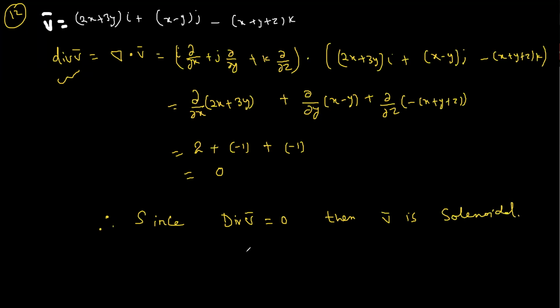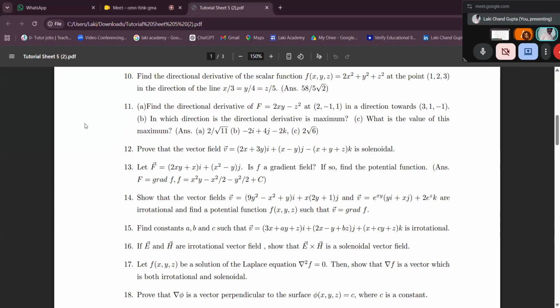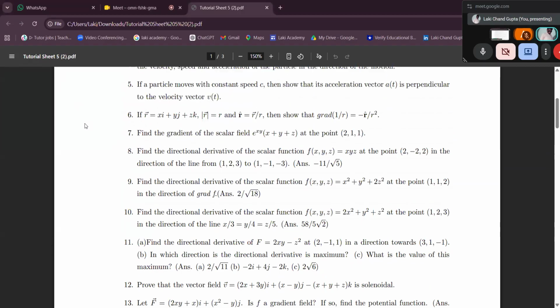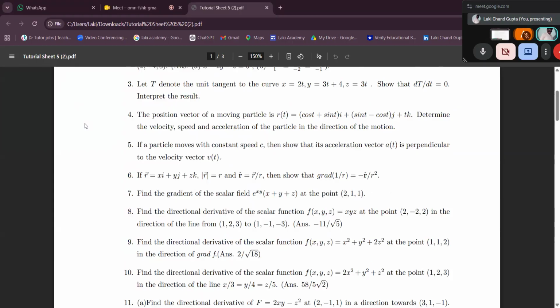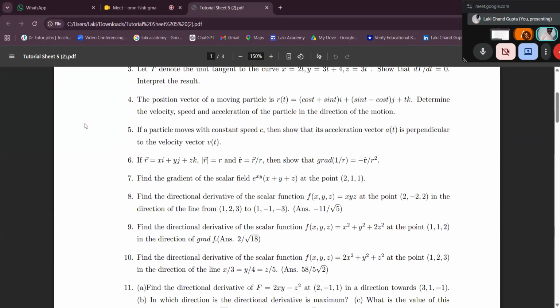Understood? No need to write, I will send you the recording. But you understood? I have seen one more question somewhere. Only one question is there of solenoid.